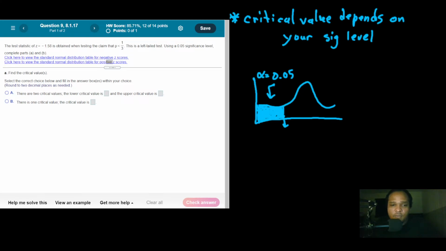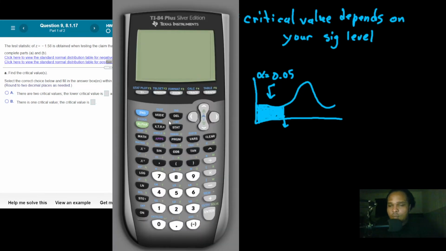So let's go to the TI-84. To get to inverse norm, we're going to go to second vars. We're going to go all the way down to inverse norm. The area that we need is the area to your left. Remember, your calculator wants the area to the left of what you're looking for. So we're going to just put the 0.05 in there. Keep your mean as 0, keep your standard deviation as 1, hit paste, and bam, there it is, negative 1.64. How many decimals did they want? They wanted 2 decimals.